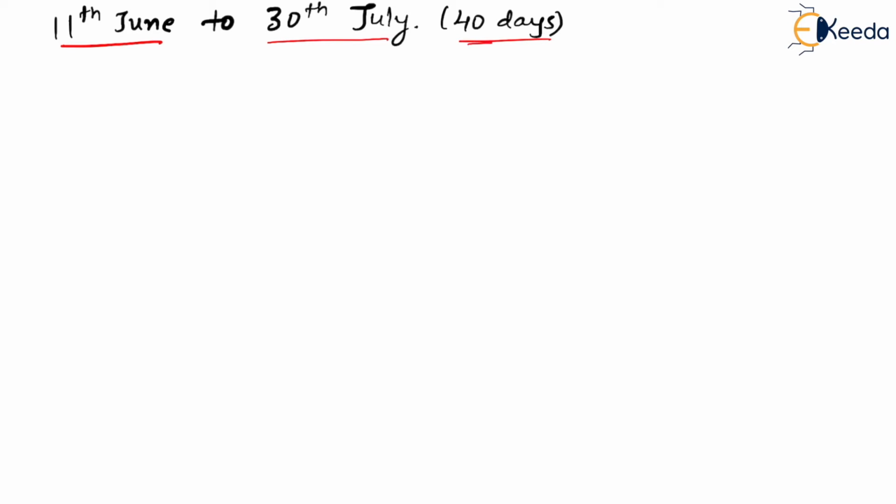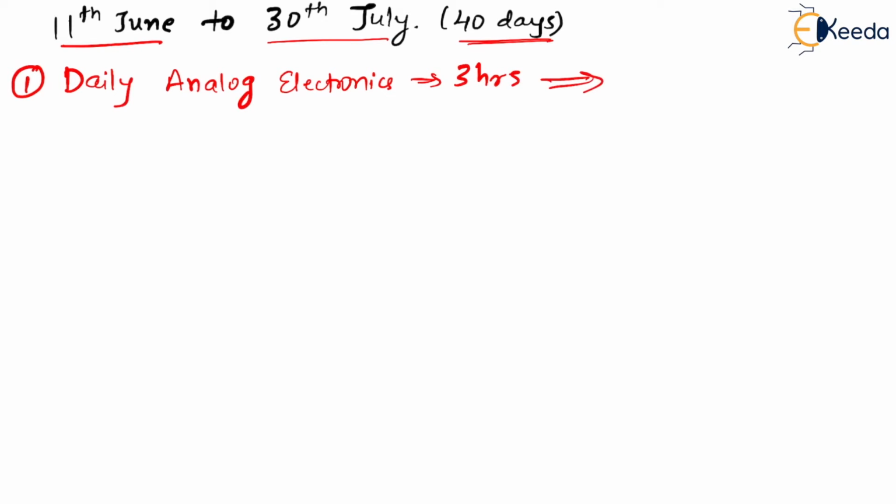Now from 11th of June to 30th of July, you are going to get around 40 days to prepare. In those 40 days, what are you going to do? The first thing you are going to do is daily prepare analog electronics for 3 hours daily. By the end of 40 days, 3 into 40, what is going to happen? 120 hours of analog is going to be completed, which means complete analog will be done by the end of 30th July.